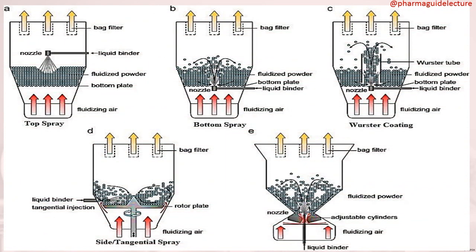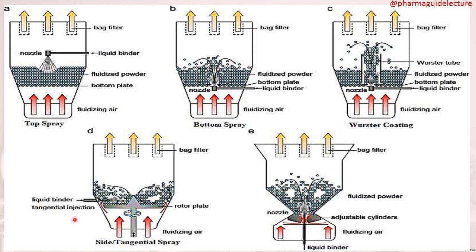Okay, depending on the position and location of the spray nozzle, the fluid bed process can be characterized as top spray, bottom spray and tangential spray. If a Wurster tube is attached to the bottom spray, then this is called Wurster coating, and at last there are adjustable cylinders in this last type. In top spray, the nozzle is located at the top of the expansion chamber. In the bottom spray, or the Wurster fluid bed method, the solution or suspension is sprayed on the fluidized bed from the bottom spray nozzle. Okay. The third is the tangential.